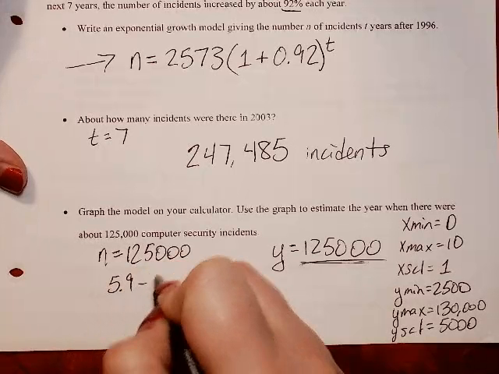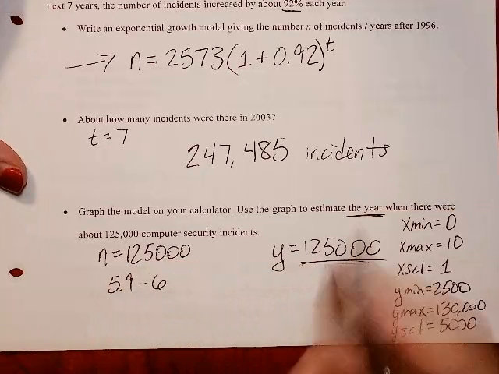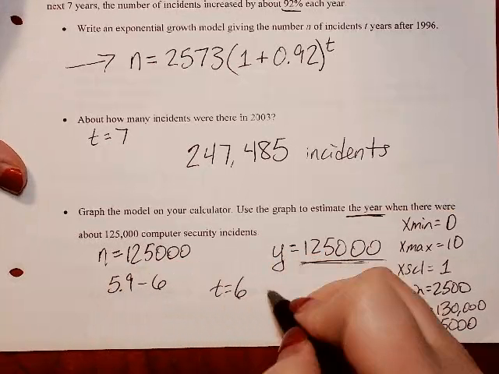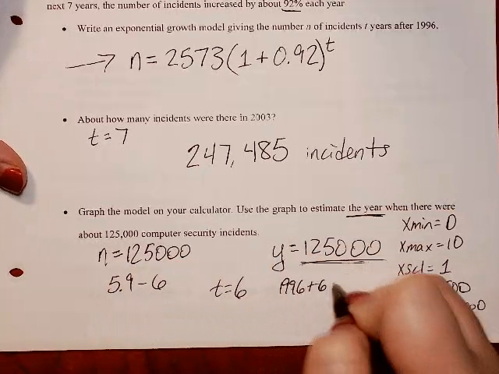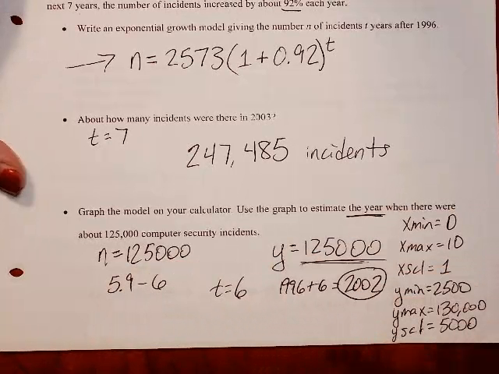We're trying to estimate the year. So 6 years after 1996, so t equals 6. So 6 years after 1996 is 2002. So that is my answer on that.